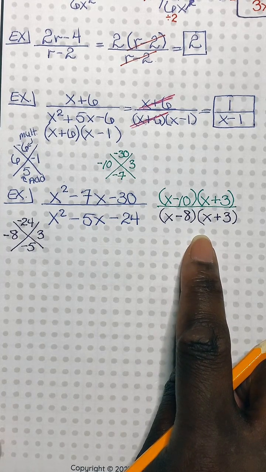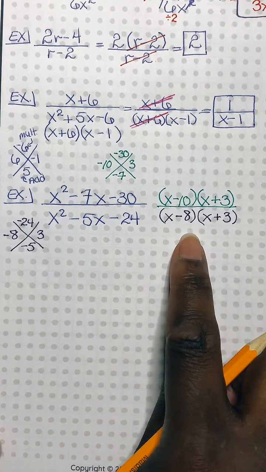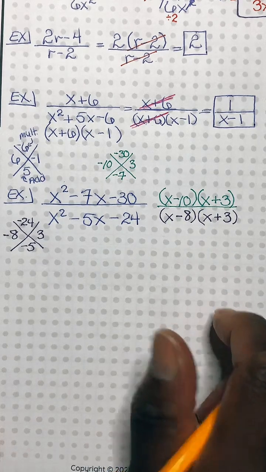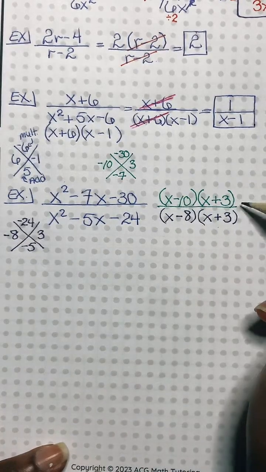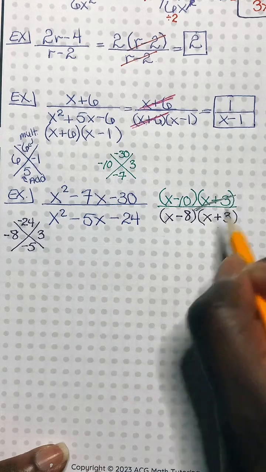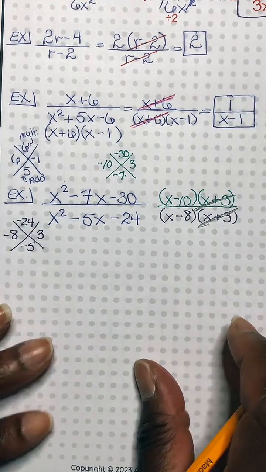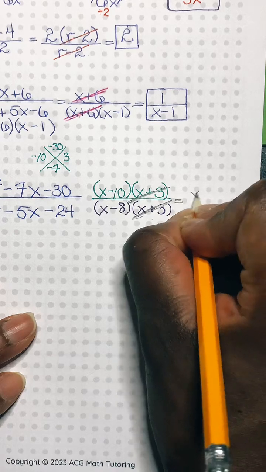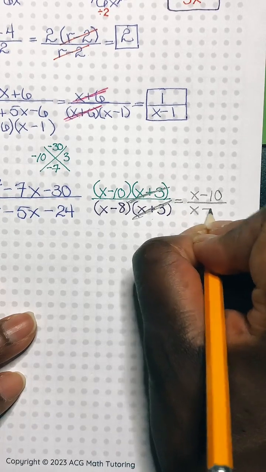Because what did you do to get your x minus 10 at the top, the numerator, and your x minus 8 at the bottom, the denominator? There you go, Kevin. Good. We crossed out the x plus 3's because there was an x plus 3 in the numerator and an x plus 3 in the denominator. So now, what remains is our x minus 10 and our x minus 8.